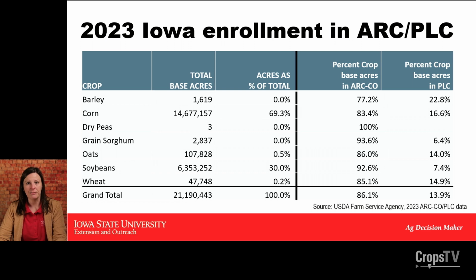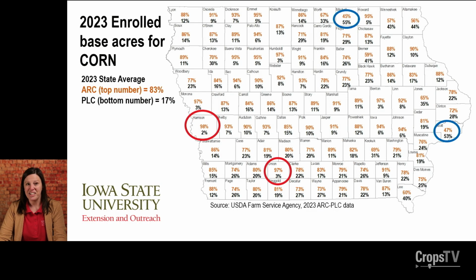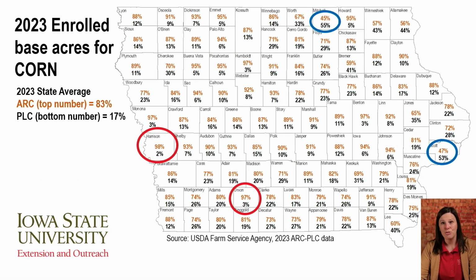Looking at 2023 under the current Farm Bill, the ARC-CO program has over 86% of base acres in the state, and just under 14% were signed up under PLC. You can see corn has the most base acres within the state, but we do have some variation in other crops' base acres that you might not be aware of. We also have data that I don't know if people realize is available, but I find interesting: FSA does share the sign-up of base acres at the county level.